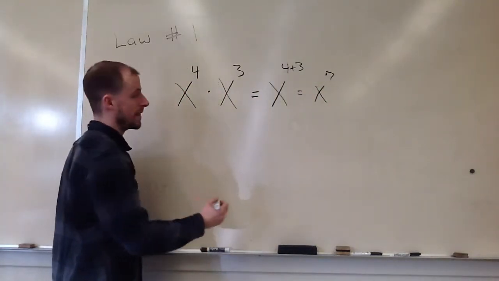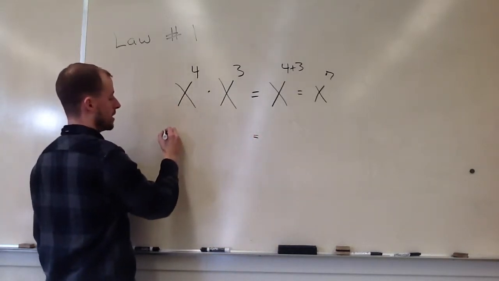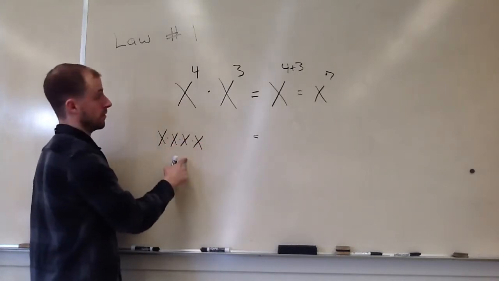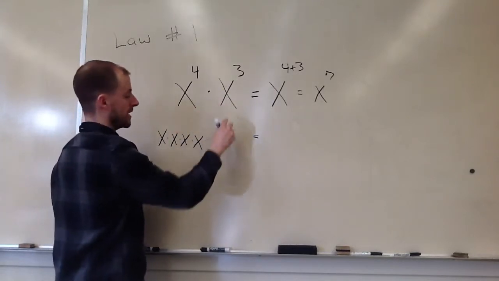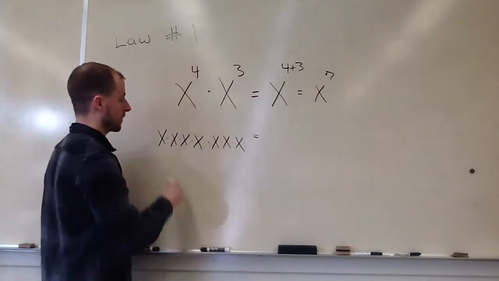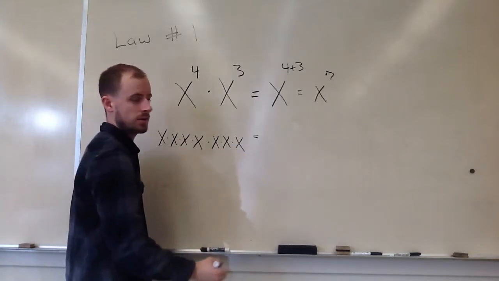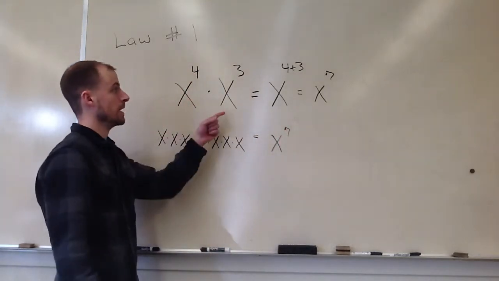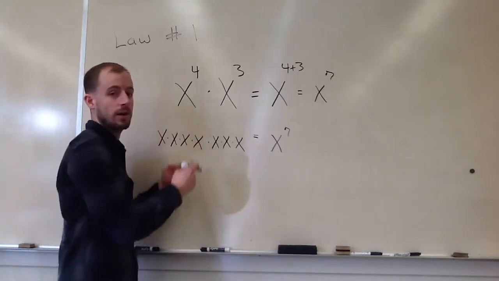So the reason why that is, just to show you, is x to the 4th would be x times x times x times x. That's x to the 4th. X to the 4th is being multiplied times x to the 3rd. But x to the 3rd is x times x times x. So x times x times x times x times x times x times x is x to the 7th. And that is why the law works. When you multiply the same base, add the exponents. In the next example, I'll show you what happens when you throw some numbers in there as well.